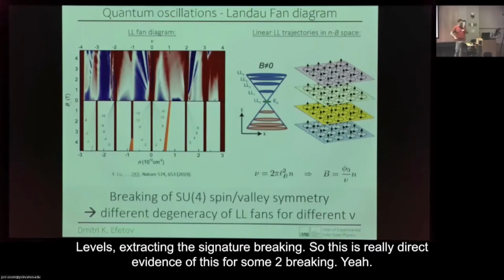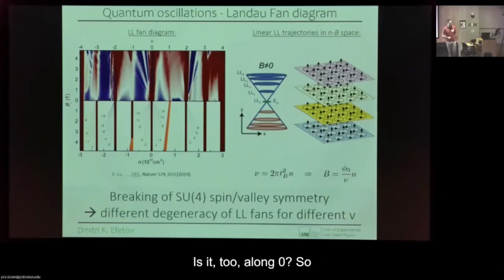Is it 2 along 0? Yes, I think there's more going on here. So this -2, we don't understand it. Other groups also see that -2. It starts with -2 and then it goes fourfold degenerate. It's a little bit interesting.